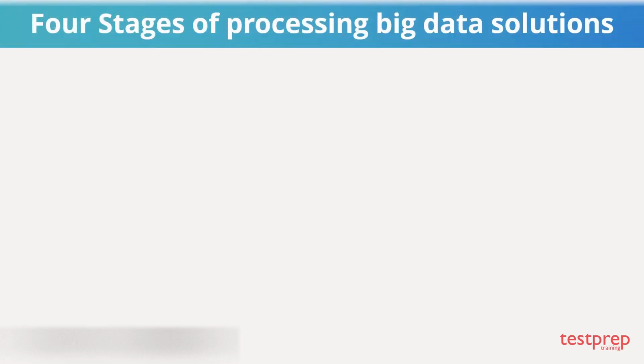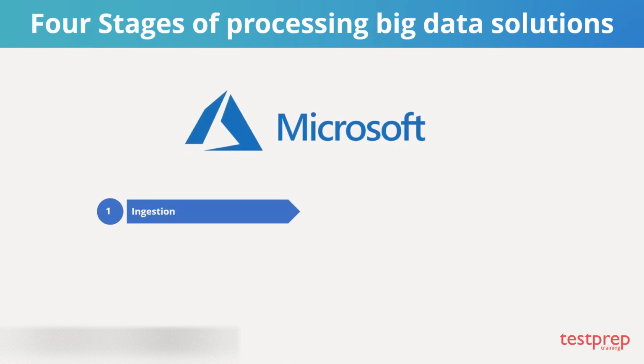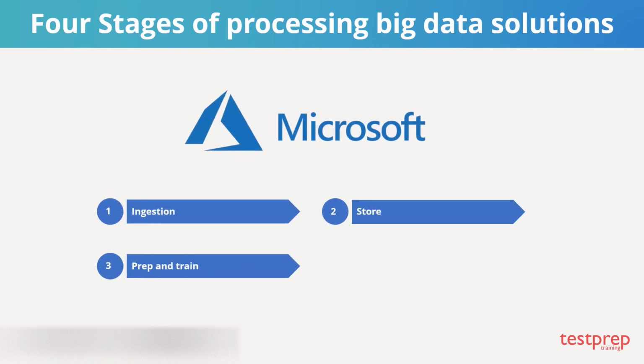Four stages of processing big data solutions. Stage 1. Ingestion. Stage 2. Store. Stage 3. Prep and train. Stage 4. Model and serve.